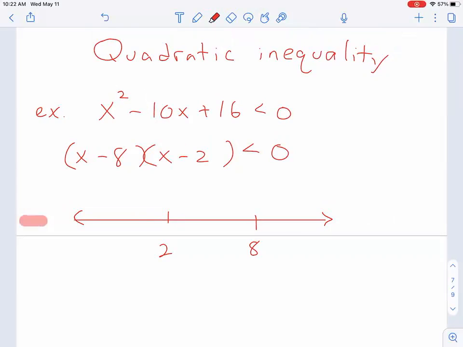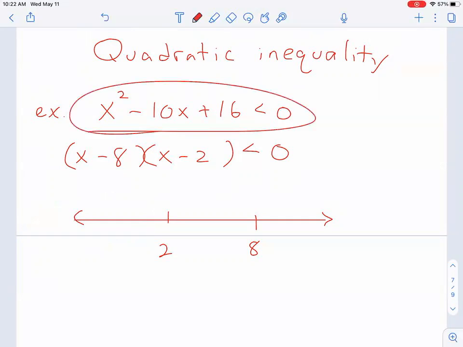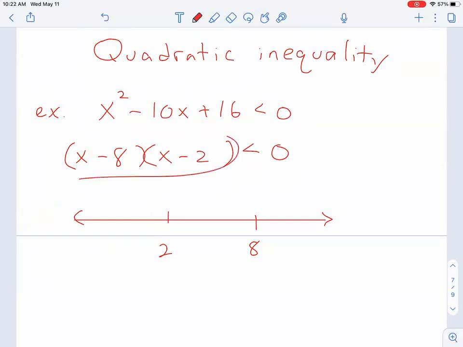So what I need to do is pick a number to the left of 2, and plug it in for x to see if it makes a true statement. A number to the left of 2 that would be nice to plug in: let's try 0 again. So I'm going to plug 0 into the inequality. I could do it in the original, but it's easier to do here because I only want to know if it's positive or negative.